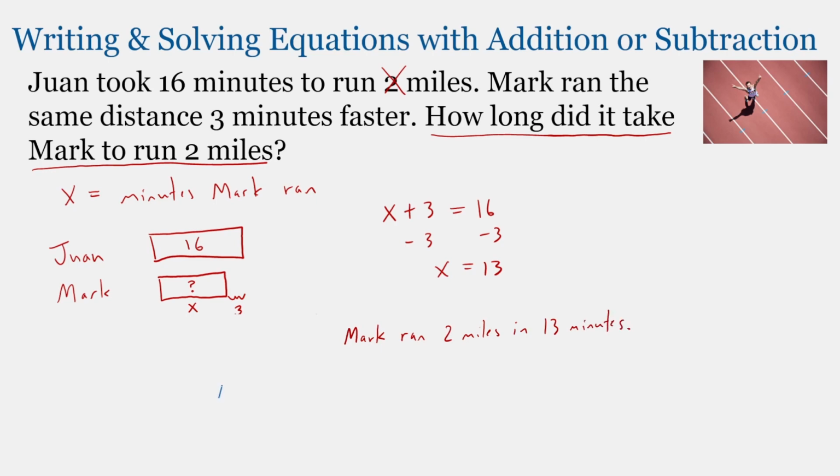So checking the answer, we have Mark ran it in 13 minutes, and then Juan ran it 3 minutes slower. So if Mark was 3 minutes faster, then Juan would be 3 minutes slower. So that's 13 plus 3, and that's equal to 16 minutes. And that is the time it took Juan to run those 2 miles.